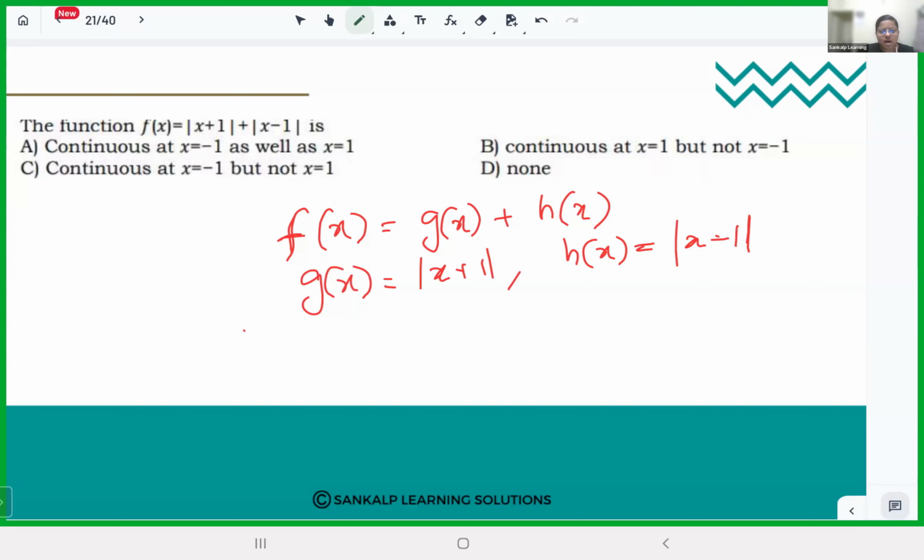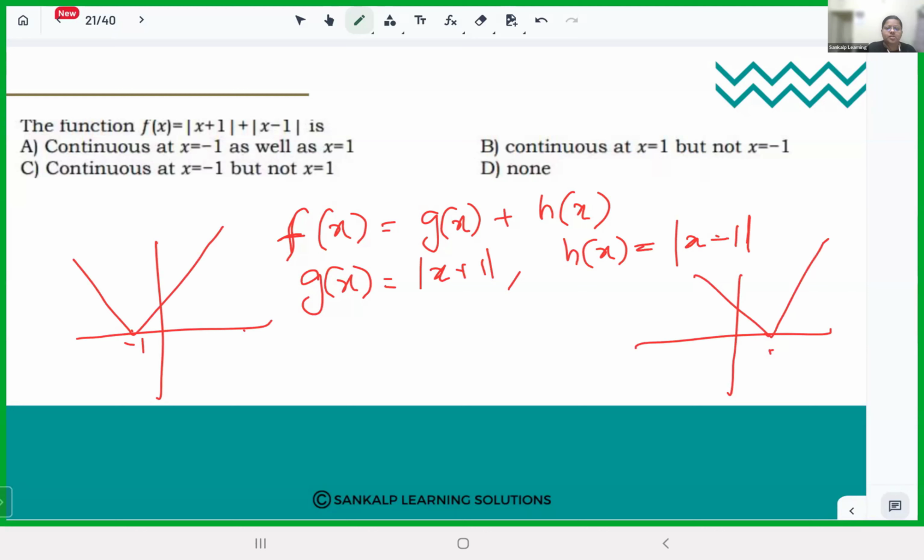We know that modulus functions are continuous, right? So the graph of x plus 1 will look like this, okay? So if this is minus 1, this is the graph of x plus 1, and for the graph of x minus 1, if this is the point 1, the graph will be like this. So these are two functions, g of x and h of x, and we know both of these functions are continuous. Is there any break in the graph of these functions? No. Here also, if you observe, is there any break? No. So both of these functions are continuous separately.